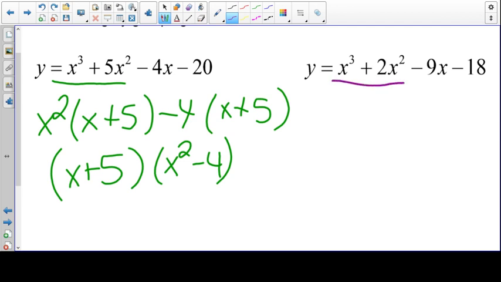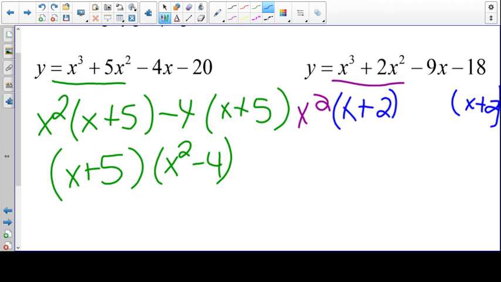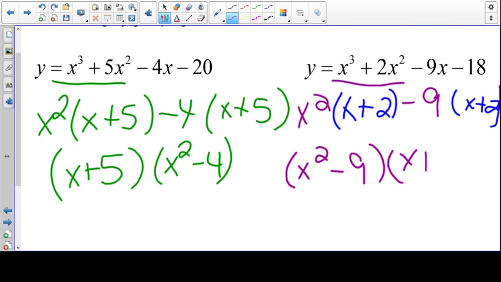The second one, what can go into x cubed and 2x squared? I can take out an x squared, so I'm left with x plus 2. Leave a little space and write x plus 2. Negative 9 divided by what will give me a 1? Yeah, negative 9. So my answer will be x squared minus 9 times x plus 2.